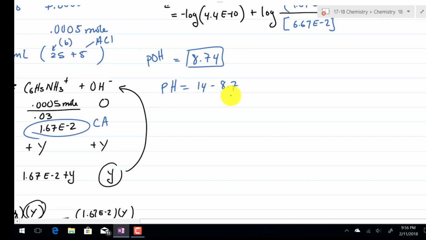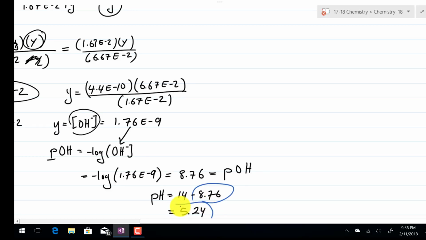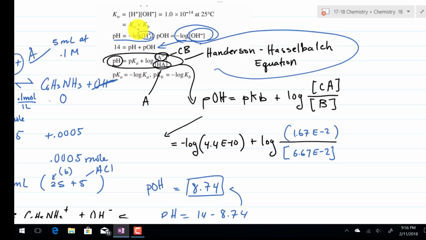And to solve for our pH, we just take 14 minus this right here, 8.74. And this gives us 5.26. And this is very close to that. And so learn how to use your references on the backside of your periodic table, especially the Henderson-Hasselbalch equation when it comes to the pH of a buffer. It makes our life a lot easier, isn't it?